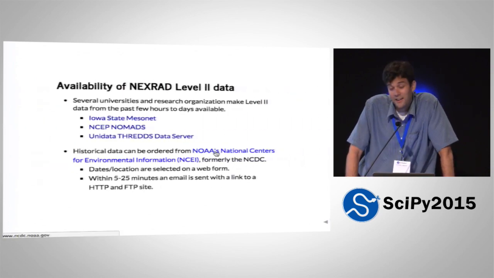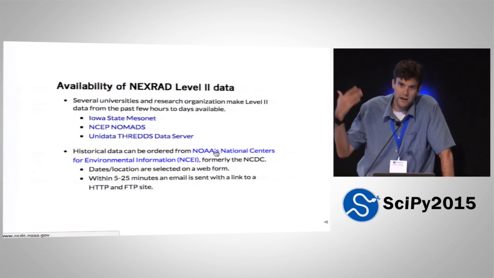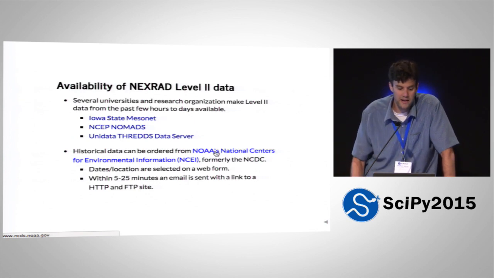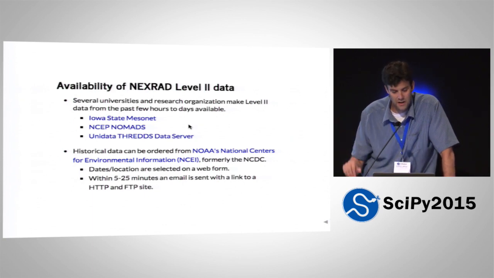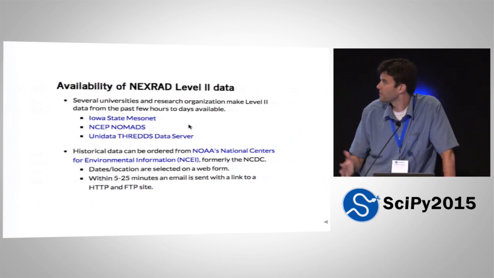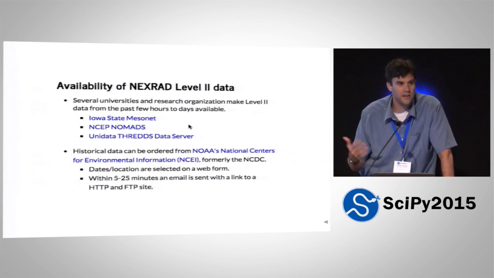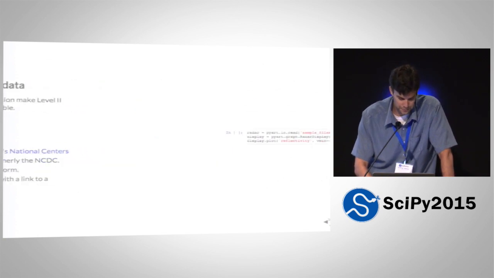Level 2 data is not available directly from the Weather Service. They send it up over a satellite, and a couple universities and research organizations do make that data available on the internet. I have a couple of them listed here. Usually that's for a few hours, maybe a few days. But if you want historical data, you can get it again from the NCEI. Same procedure as Level 3 data.